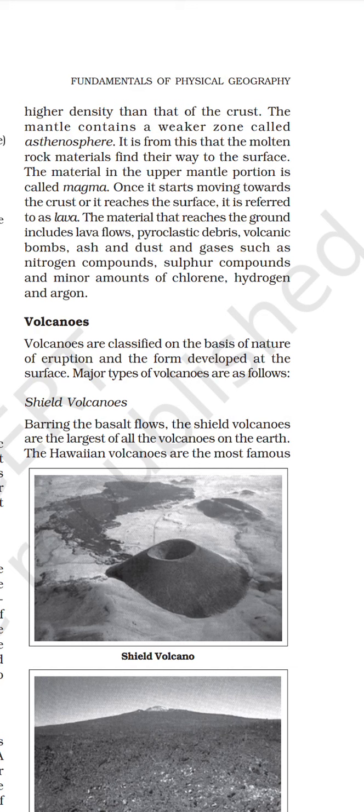Major types of volcanoes are as follows. Shield volcanoes bearing the basalt flows. The shield volcanoes are the largest of all the volcanoes on the earth. The Hawaiian volcanoes are the most famous examples. Take a look at the figures: shield volcano, cinder cone.